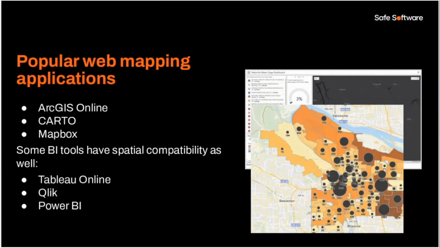There are many different web mapping applications you can choose from. ArcGIS Online is probably the most popular application used, but other options include Carto and Mapbox, as well as QGIS and Cesium.js.